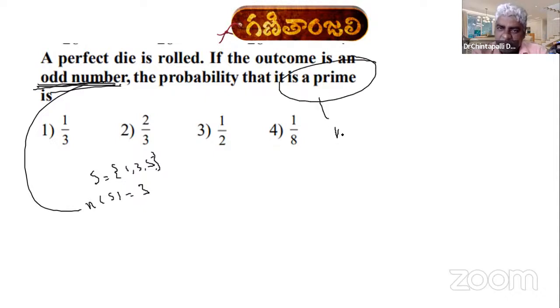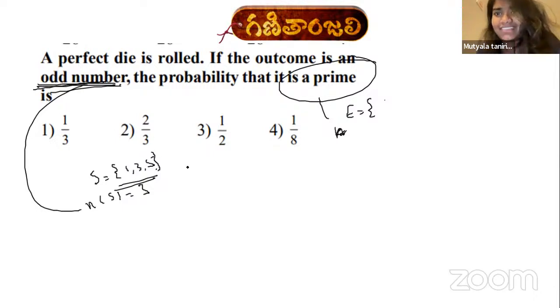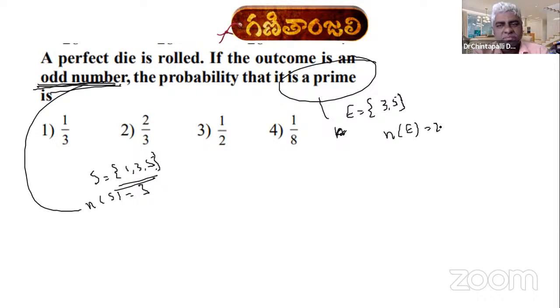That means n of E must be among those numbers. Among those numbers, what are the prime numbers? 1 is not a prime number. 3 and 5 only. You know there is only one even prime number, 2, but it is not odd. The prime numbers among odd numbers are 3, 5.